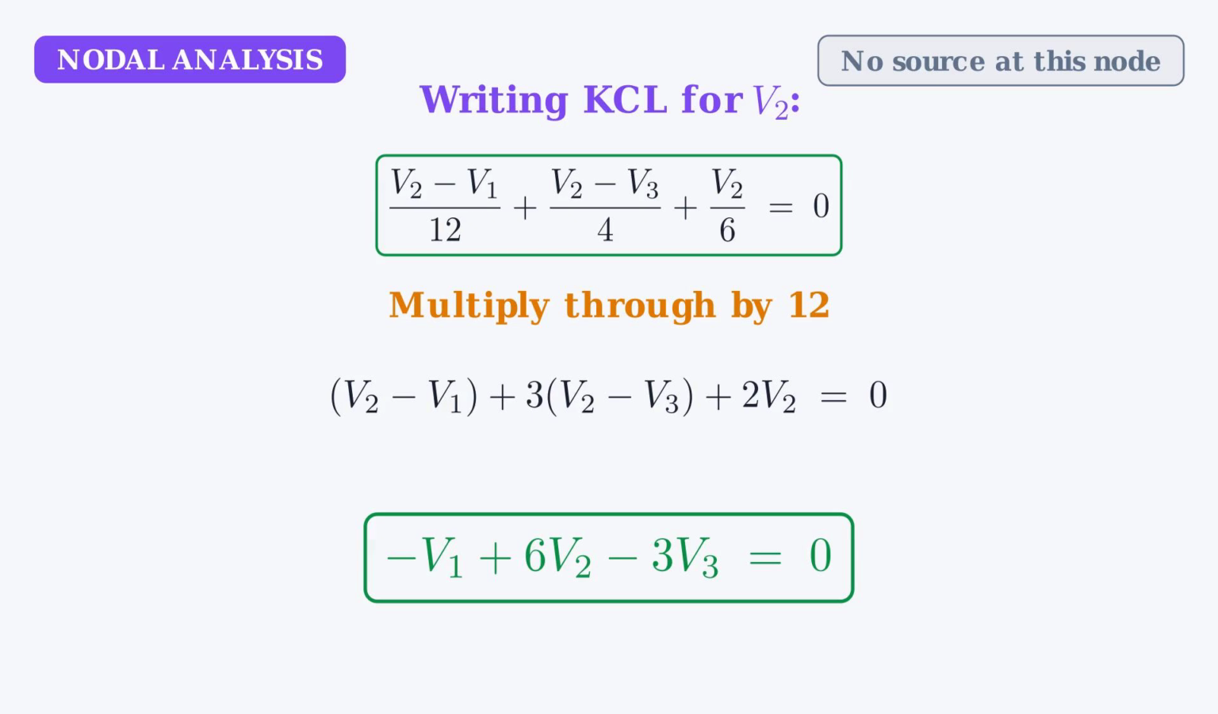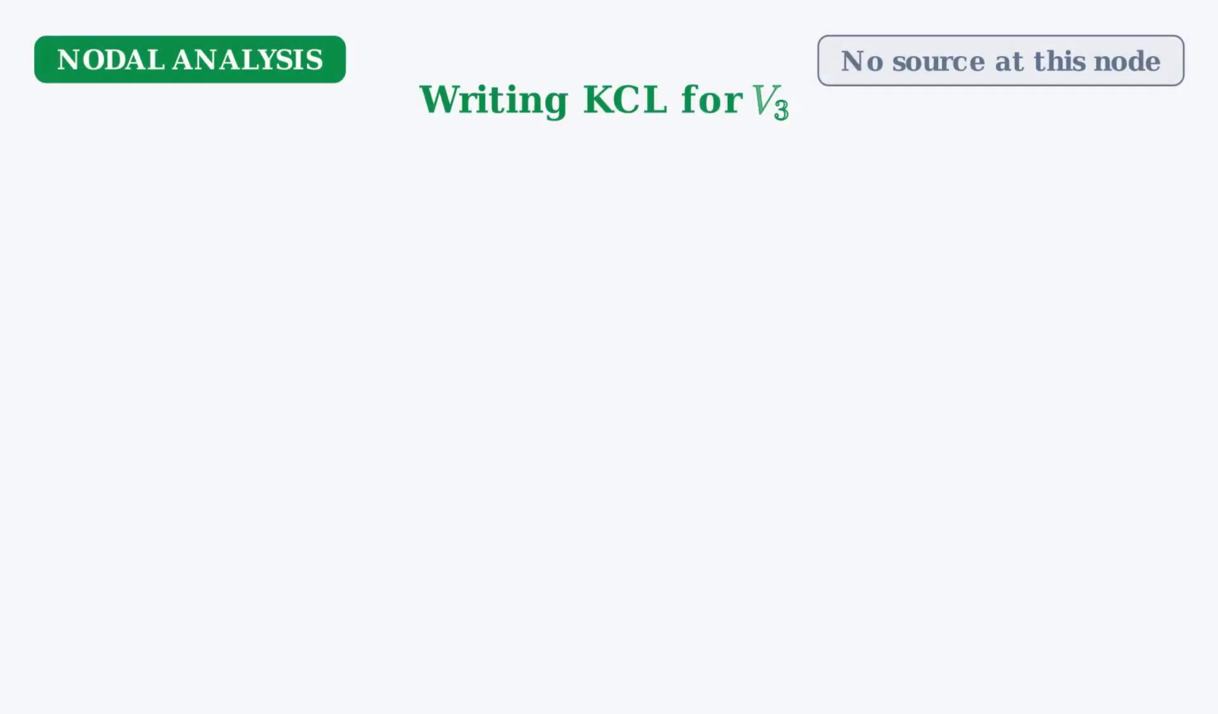Multiply by 12. We get (V2 minus V1) plus 3 times (V2 minus V3) plus 2V2 equals 0. Combining, minus V1 plus 6V2 minus 3V3 equals 0. Equation 2. KCL at node V3. Again, 3 branches, no source.